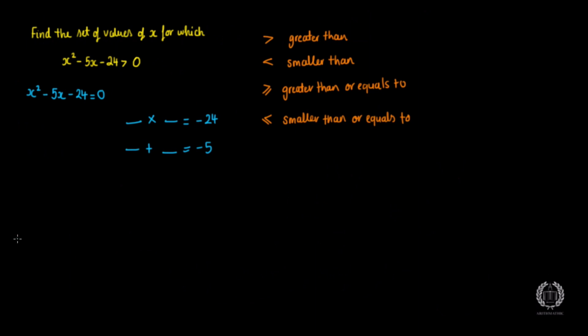Okay, so my two numbers that multiply to give minus 24 and add to give minus 5 are minus 8 and 3, because I know minus 8 times 3 is minus 24, and I know that minus 8 plus 3 gives me minus 5.